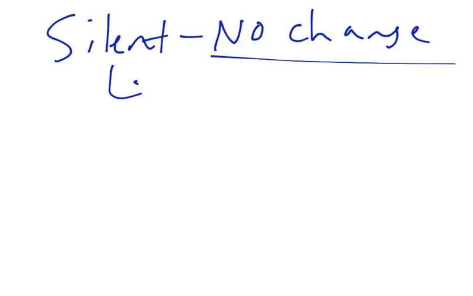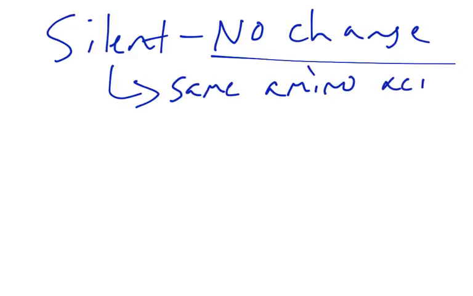It codes for the same amino acid. So it'll code for the same, I'll write it out, same amino acid. Okay. So a silent mutation, there's no change. You wouldn't notice it. It codes for the same amino acid. And a mutation occurred, but you don't know. We can't tell. So that's the first one.